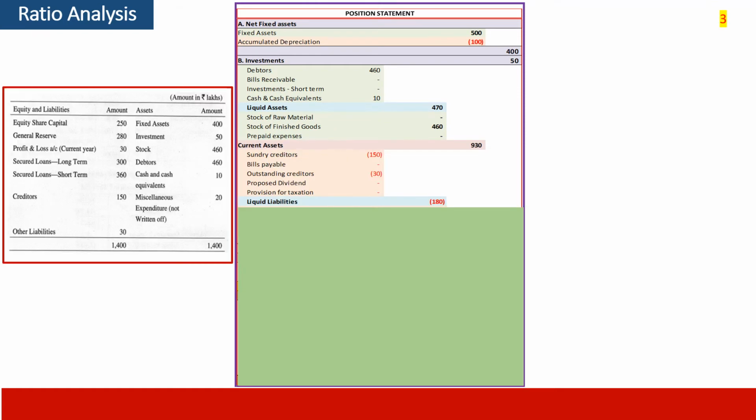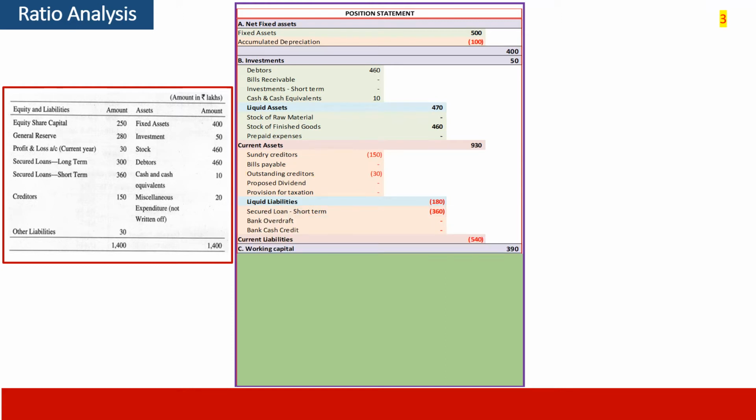And then we go to liquid liabilities. Liquid liabilities are other than bank cash credit and bank overdraft, which are immediately repayable. Therefore, sundry creditors, bills payable, outstanding creditors, proposed dividend, provision for taxation. So to say, you can take every item which is there in the current liability and name it under liquid liabilities except these three: short-term loans, bank overdraft, and bank cash credit.